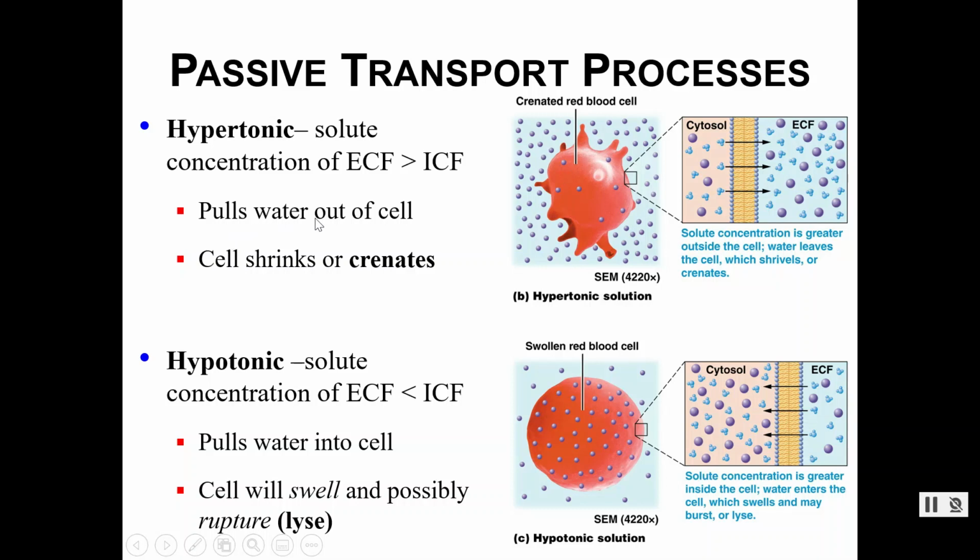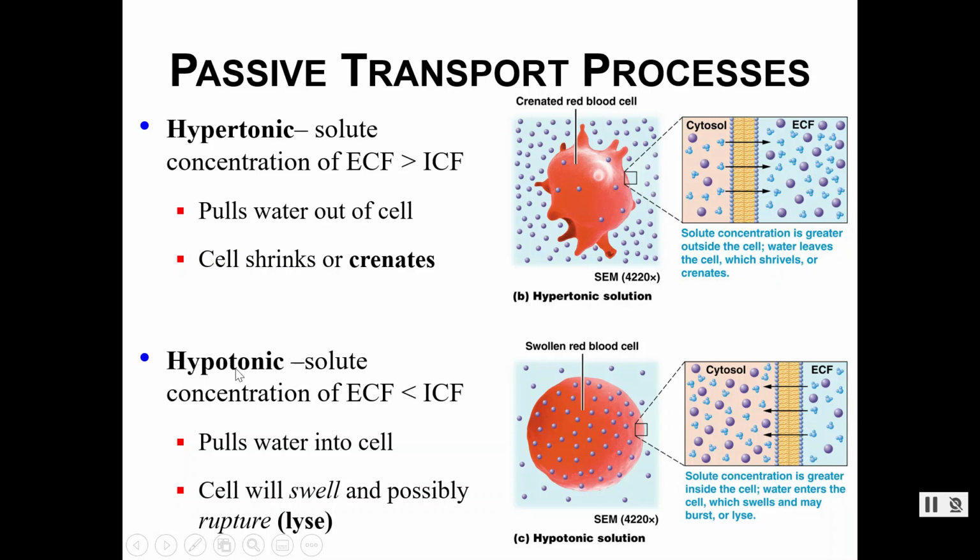So when you pull water out of the cell, it shrinks up, and we have a science term for that. It's called crenation. The cell crenates. Your red blood cells don't work nearly as well with this shape. So hypertonic, like if you're really hyper, you get skinny because you run around a lot. So the cell shrinks because we've pulled out the water.